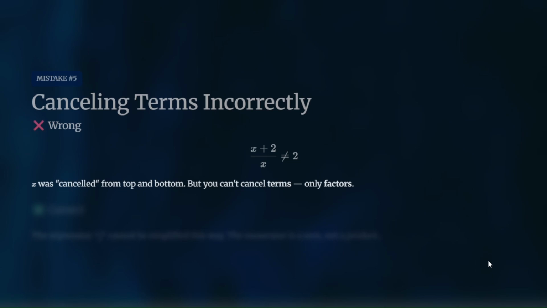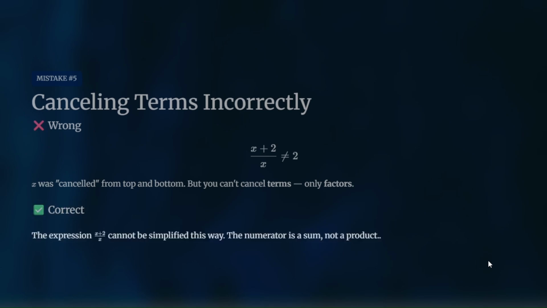Mistake number 5, canceling terms incorrectly. (x plus 2) over x is not equal to 2. Students often cancel the x from top and bottom, but you can't cancel terms, only factors. In this case, the expression (x plus 2) over x cannot be simplified. The numerator is a sum, not a product. So remember, you can cancel factors, not terms. If it's connected by plus or minus, you can't cancel it.